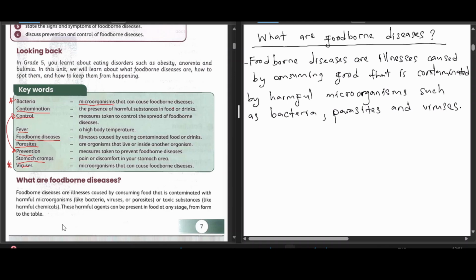If we do not cover our food before we eat it, we are exposing ourselves to bacteria which causes foodborne diseases.